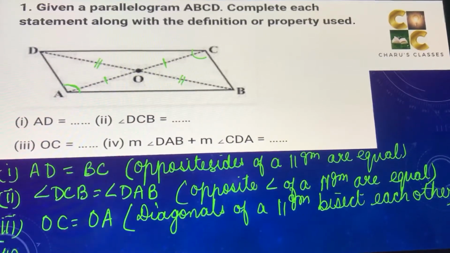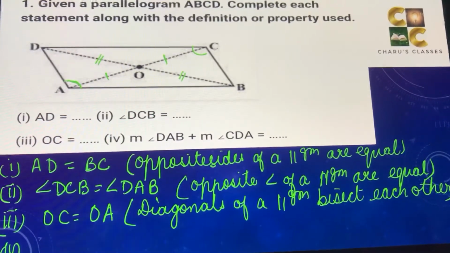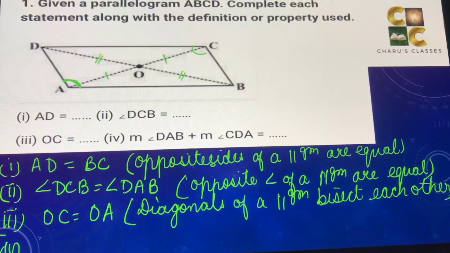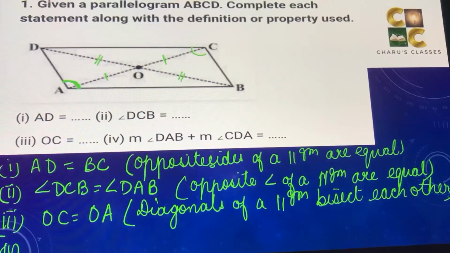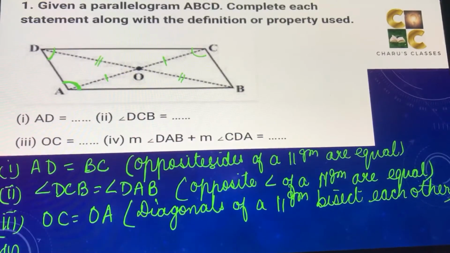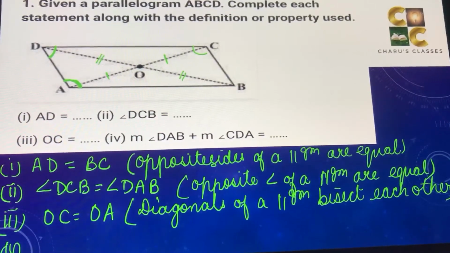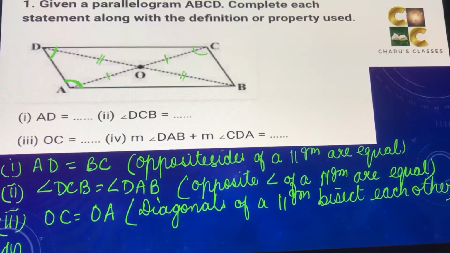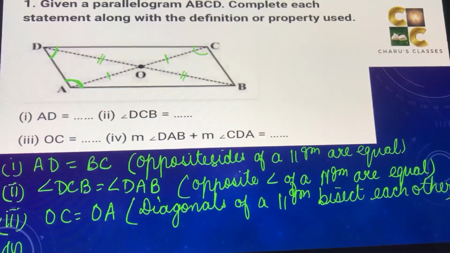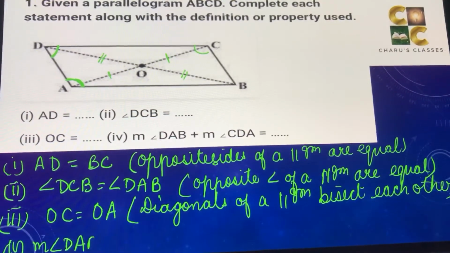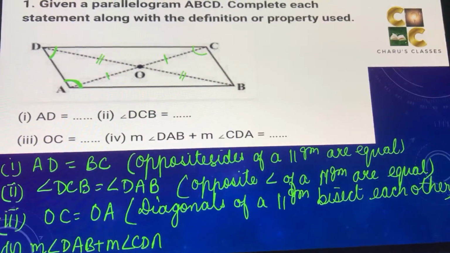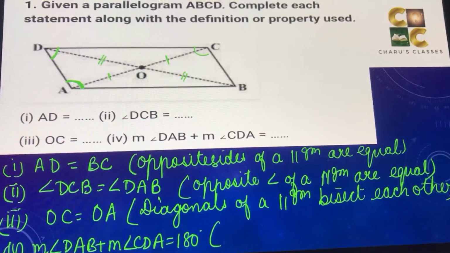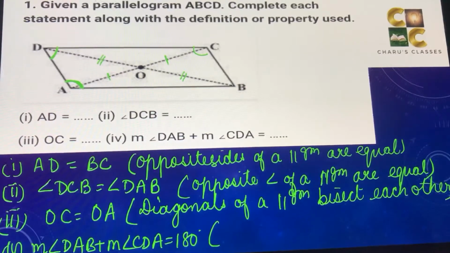Fourth part, measure of angle DAB plus measure of angle CDA. Measure of angle DAB means this angle plus measure of angle CDA, which means this angle. ये दोनों angles साथ साथ हैं, which means they are adjacent angles, and sum of adjacent angles of a parallelogram is 180 degrees. So measure of angle DAB plus measure of angle CDA is equal to 180 degrees, and the property which is used here is that adjacent angles of a parallelogram are supplementary.